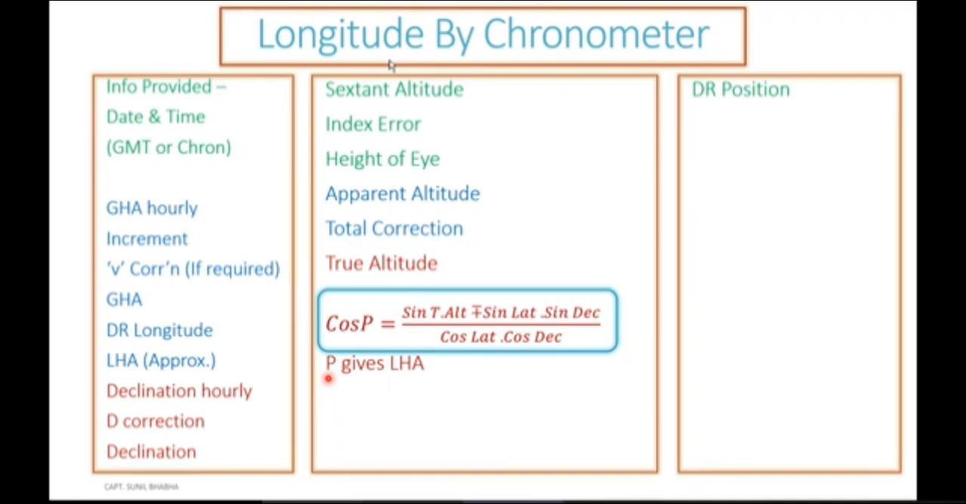Sir, how much should be the difference between the values of P and LHA for it to be subtracted from 360 degrees? Beta, as I told you, there is no hard and fast rule about it. But in 90% of the questions you will see that the approx LHA and the accurate LHA will be within a degree. But it all depends upon the error in your DR position. So there is no exact figurative value for this.